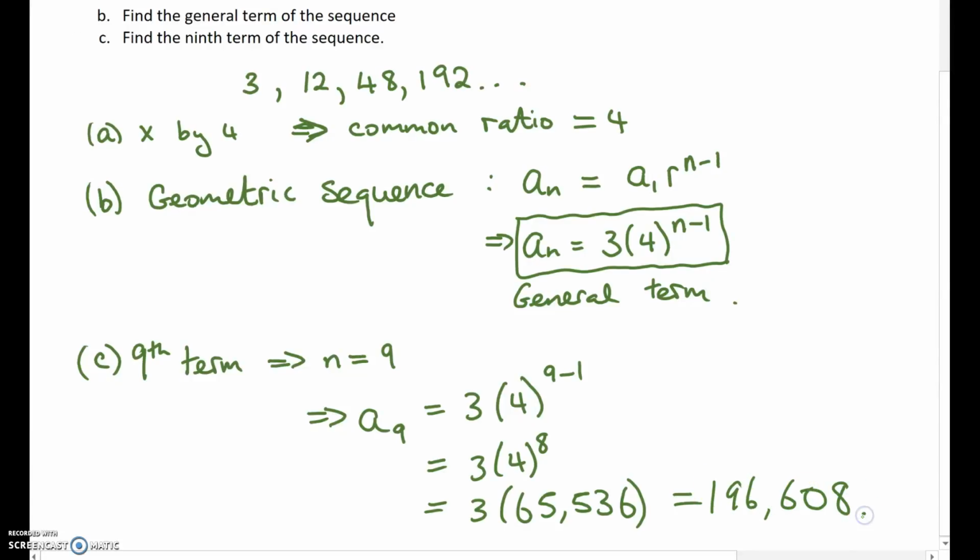So you can see how quickly that geometric sequence, even though it started just with 3, gets to some really big numbers. So by the ninth term, we've got to 196,608. Okay? And that's that problem.